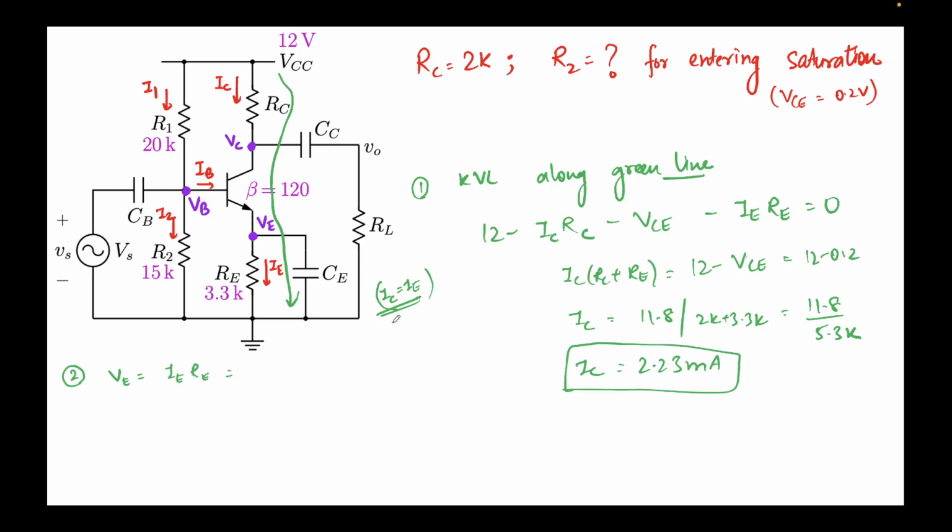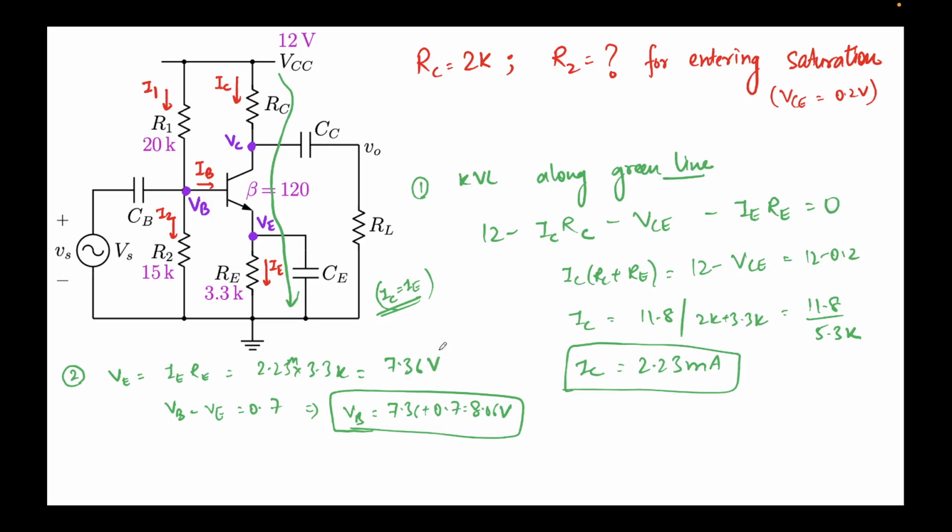Again I'll assume IE equal to IC, so this is 2.23 times 3.3K. Sorry, I made a mistake, this is actually 2.23 milli, so milli and K will get cancelled. 2.23 times 3.3 comes out to be 7.36 volts. So we got VE equal to 7.36, and thus I can get VB. VB minus VE should be 0.7, so VB equals 7.36 plus 0.7, which is 8.06 volts. So now I obtained VB as 8.06 volts.